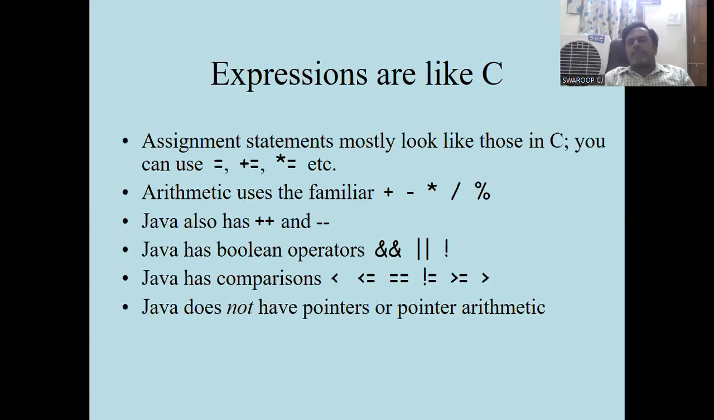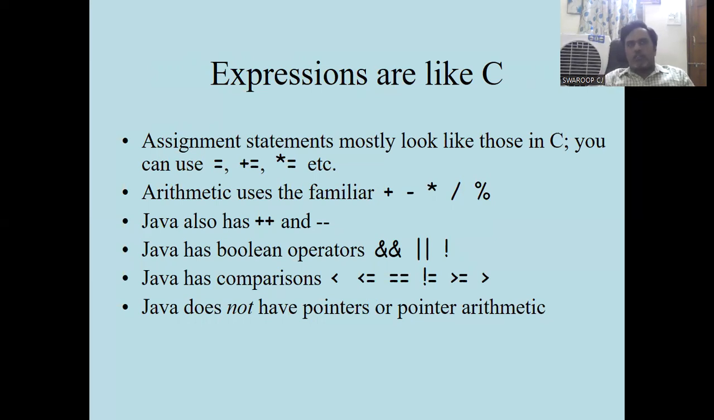Okay, next one. What are expressions? The expression is nothing but a combination of characters. For example, equal to, plus equal to, asterisk equal to, plus plus, minus minus, ampersand ampersand, pipe pipe. So these are all called expressions. So what is an expression? Nothing but simply assignment statements, mostly like those in C.